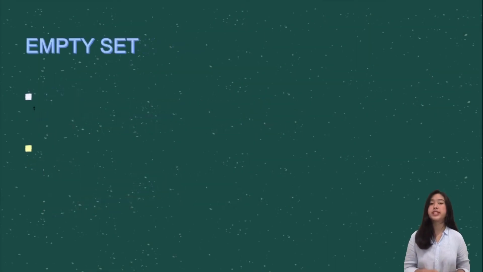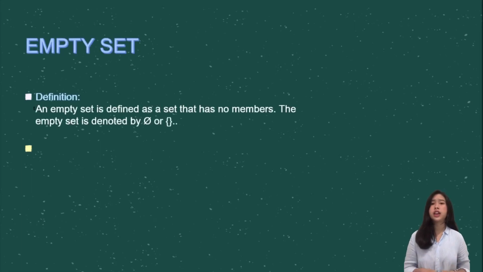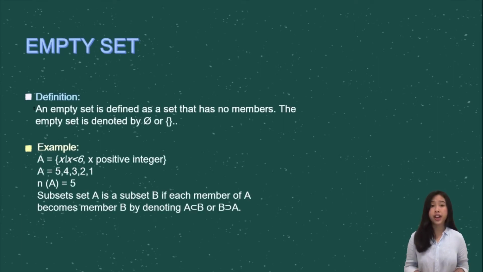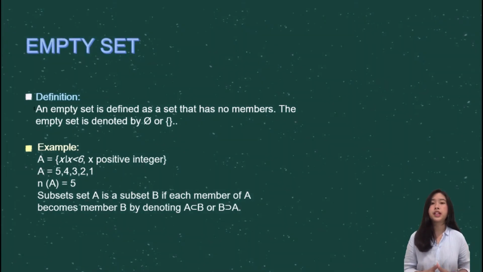Next, the empty set. Definition: an empty set is defined as a set that has no members. The empty set is denoted by this symbol or this symbol. Example, A equals the set of x such that x is less than 6, where x is a positive integer. A equals 5, 4, 3, 2, 1.